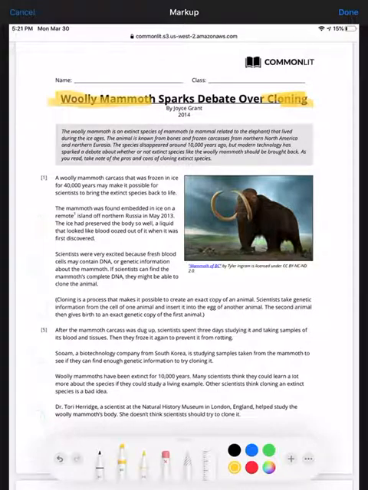Makes sense. All right. The woolly mammoth is an extinct species of mammoth, a mammal related to the elephant that lived during the ice ages. The animal is known from bones and frozen carcasses from northern North America and northern Eurasia. The species disappeared around 10,000 years ago, but modern technology has sparked a debate about whether or not an extinct species like the woolly mammoth should be brought back. Look at that. Look how nice I can highlight this too, guys.